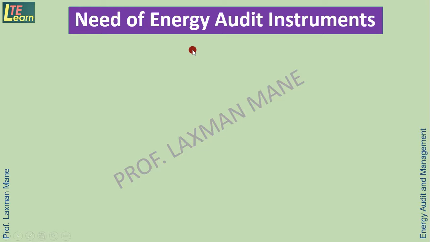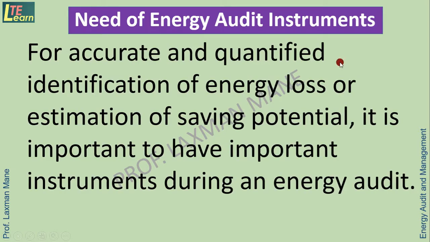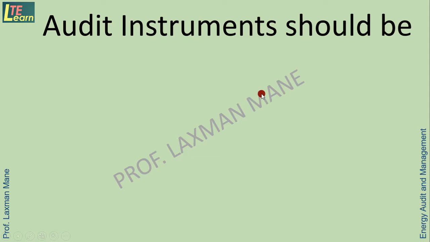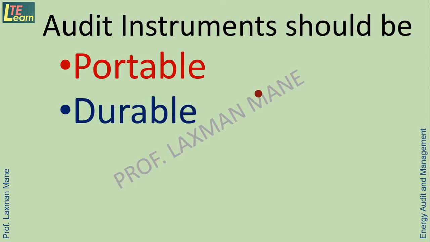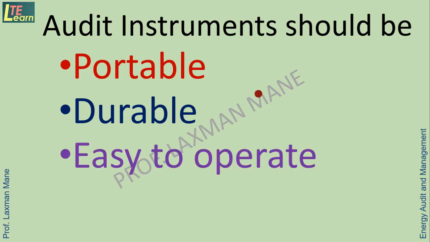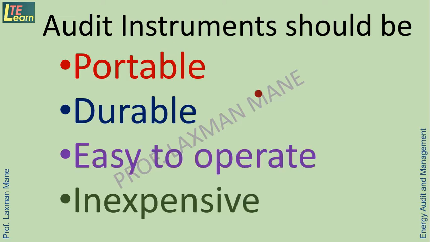Need of energy audit instruments: for accurate and quantified identification of energy loss or estimation of saving potential. It is important to have proper instruments during an energy audit. Audit instruments should be portable, meaning small in size and handy; durable, meaning they should have long life; easy to operate; and inexpensive, meaning low in price.